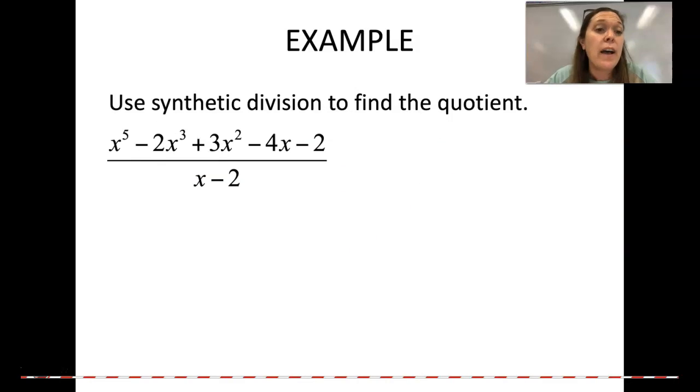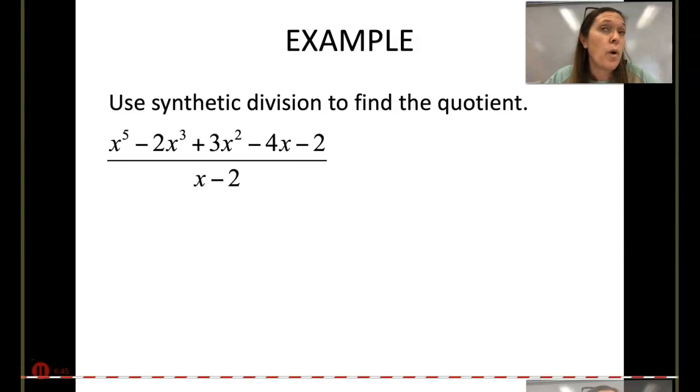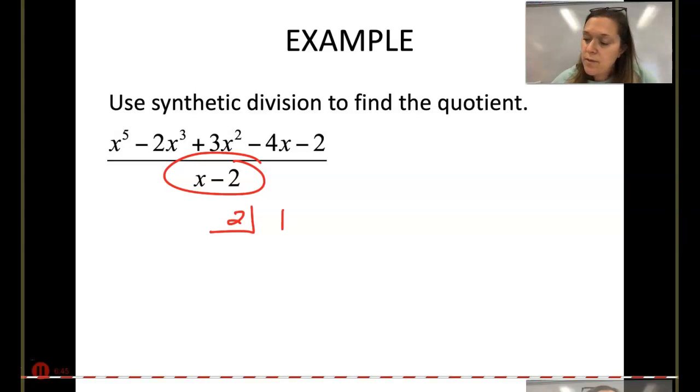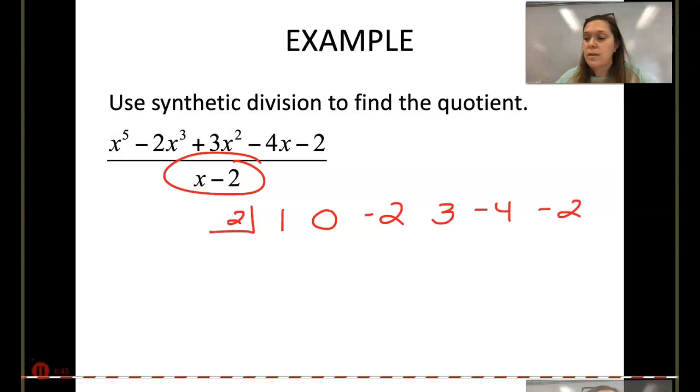So we have a degree of 5. Notice we don't have a degree of 4. So I'm going to need to put in a space filler. We have a degree of 3, 2, 1, 0. All right, so my divisor is x minus 2. The 0 of that is 2. Put that in your half box. My coefficient of the 5th degree is 1. My coefficient of the 4th degree is 0 because it's not there. My coefficients for the cubic and below are negative 2, followed by 3, followed by negative 4, followed by negative 2. Make sure you do carry the signs with you.